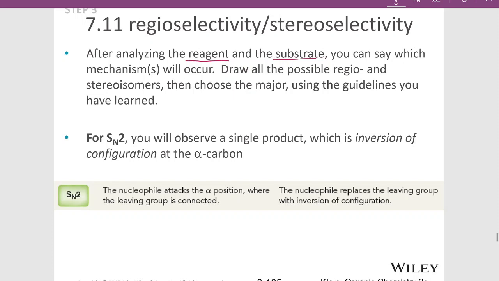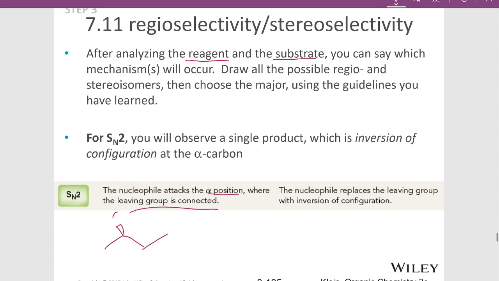Okay, so for SN2, you'll observe a single product, which is inversion of configuration at the alpha carbon, if we have stereochemistry to be concerned about. If we're not forming a chiral center, then we don't really need to worry about that, right? So the nucleophile attacks at the alpha position where the leaving group is connected. The nucleophile replaces the leaving group with inversion of configuration. So let's consider something like that.